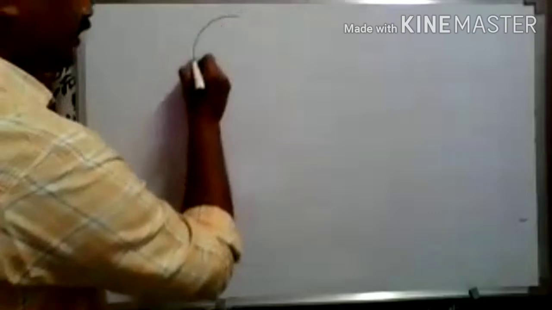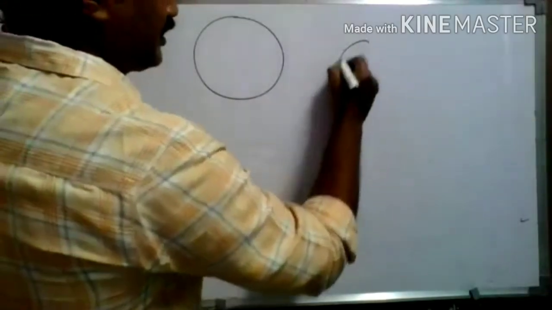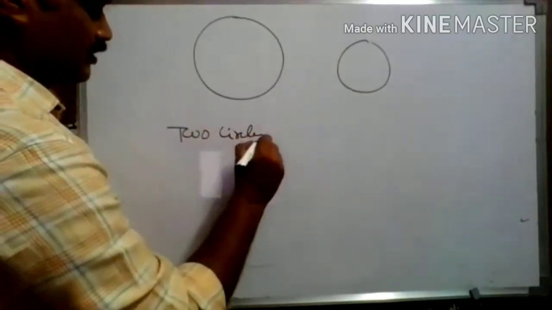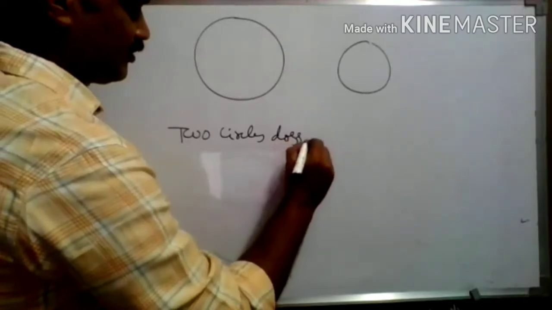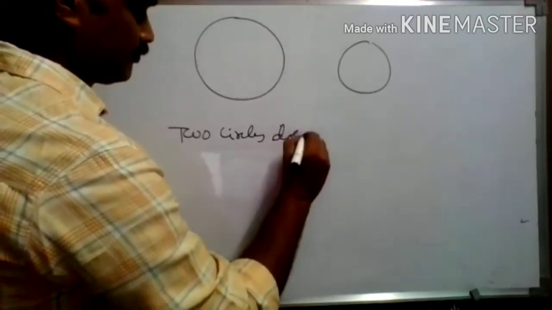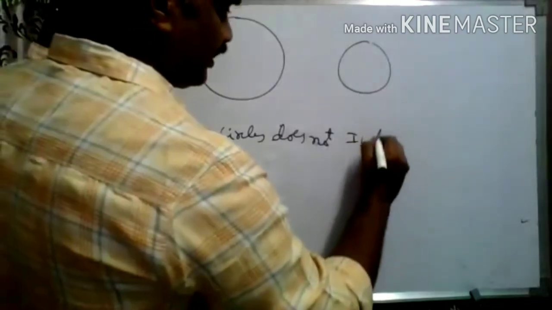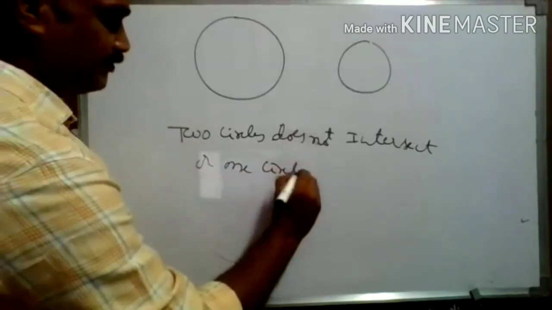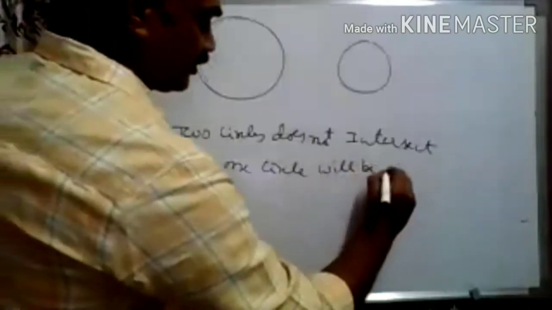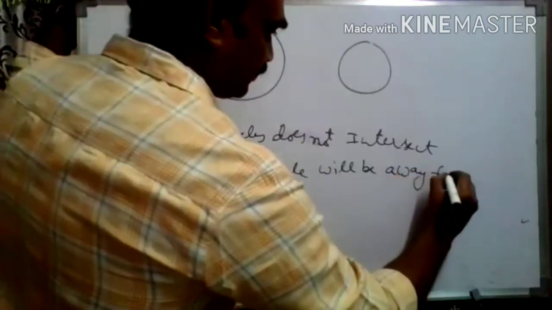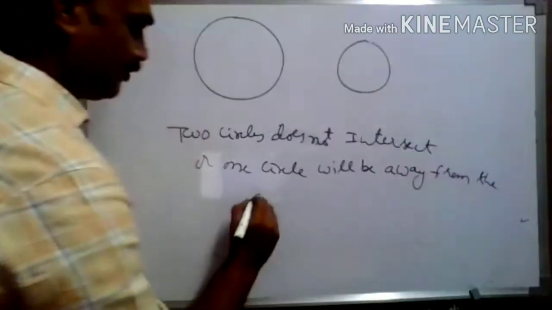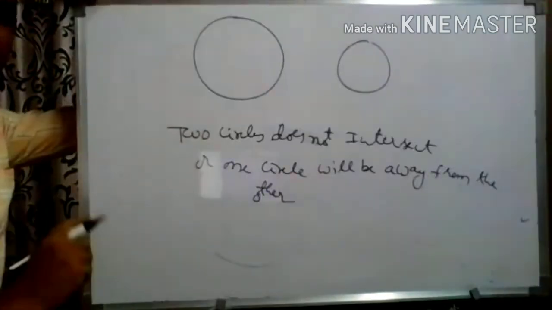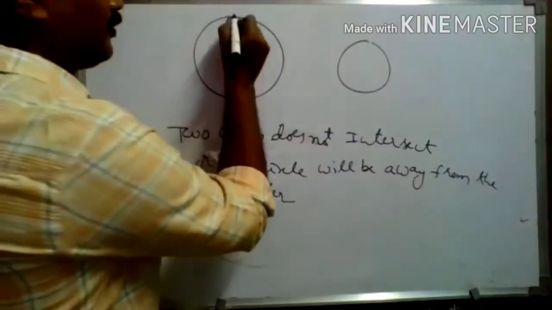Students, this is first circle. This is another circle. So two circles do not intersect. Two circles do not intersect, or one circle will be away from the other. Friends, two circles do not intersect, or one circle will be away from the other.